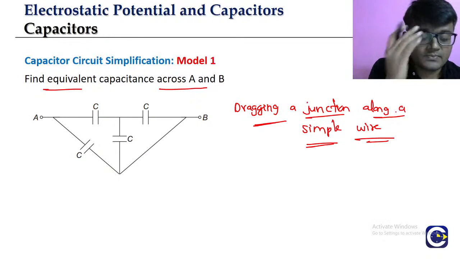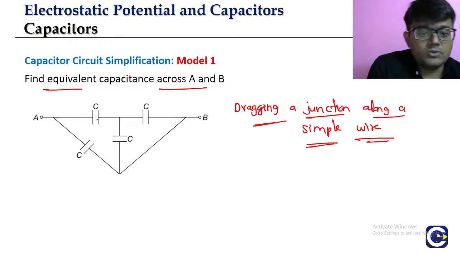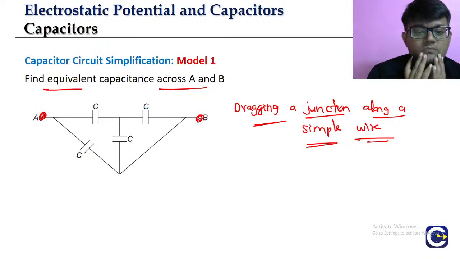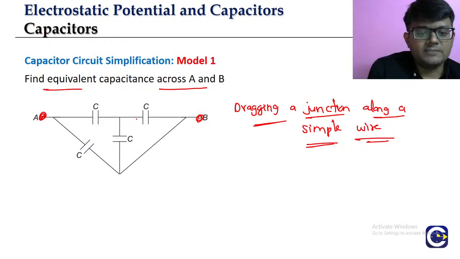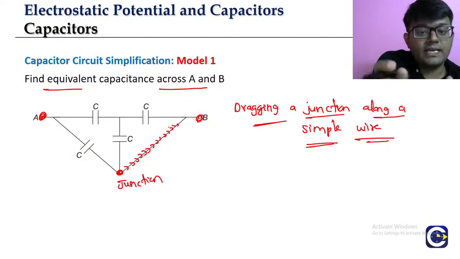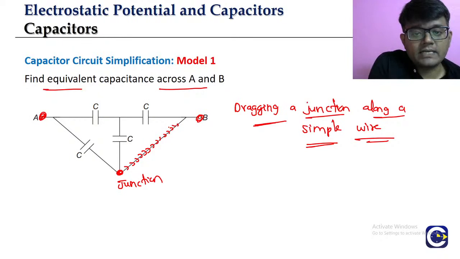Look here. If you just look at it, you are not able to see. So what is our task here? We have to calculate the equivalent capacitance across A and B. Looking at it directly, you are not able to see where parallel is and where series is. But this is what I call dragging a junction. There is nothing here, it is just a simple wire, so you can drag it, because a simple wire is nothing. What is a simple wire? It is like a pure conductor. So we can just move the connection anywhere.